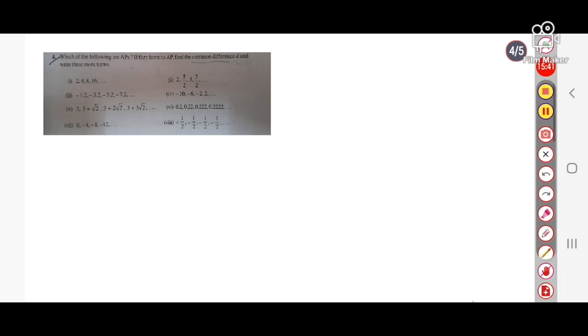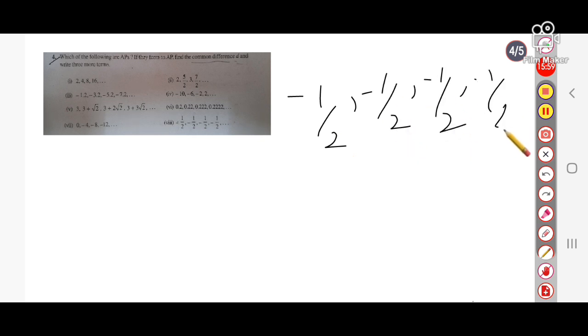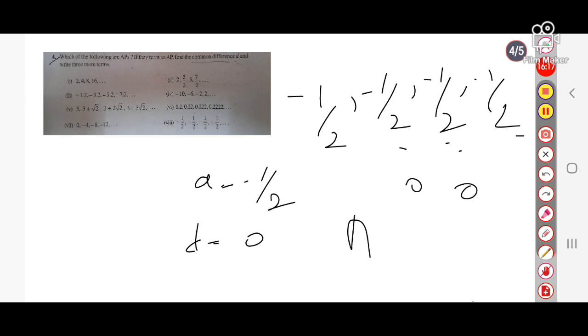Similarly, eighth subdivision is minus 1 by 2, minus 1 by 2, minus 1 by 2, minus 1 by 2, and it goes on. Again, the A will be minus 1 by 2, the first term they have asked. Common difference, again subtracting, will become 0. Similarly, this minus this again 0, this minus this again 0, because all are the same term, hence this forms an AP. No other doubt.